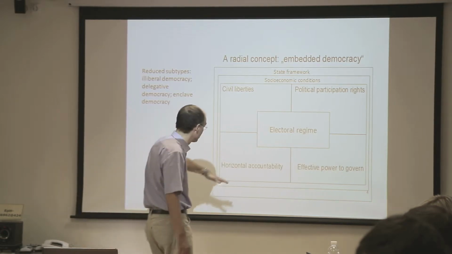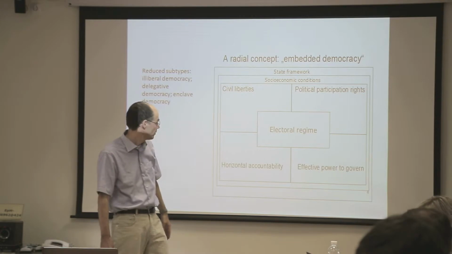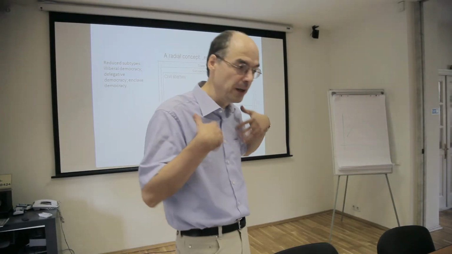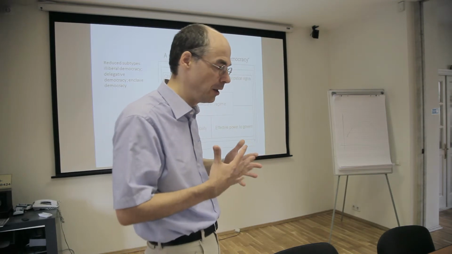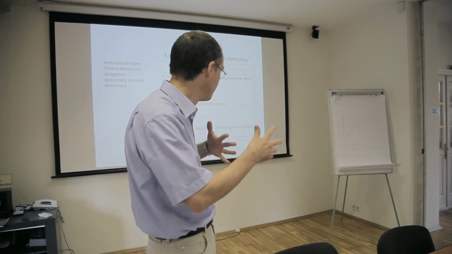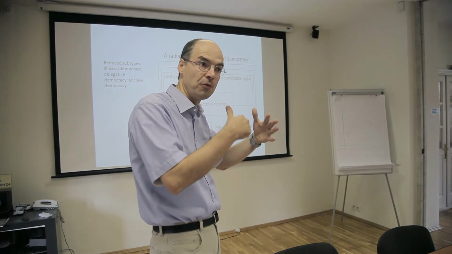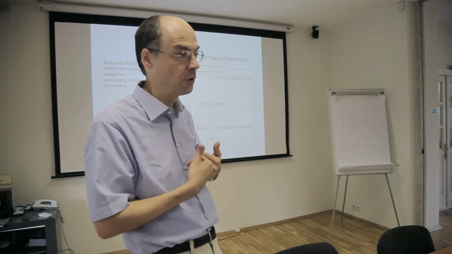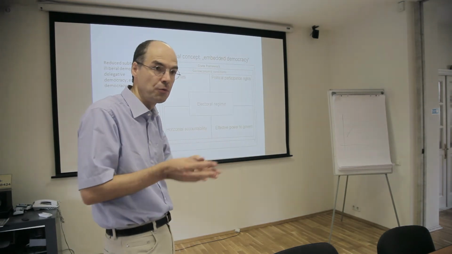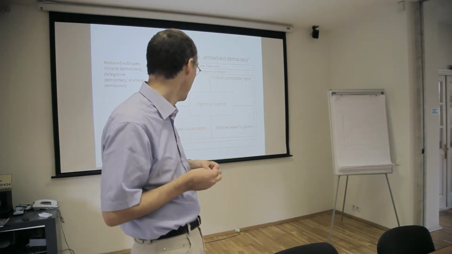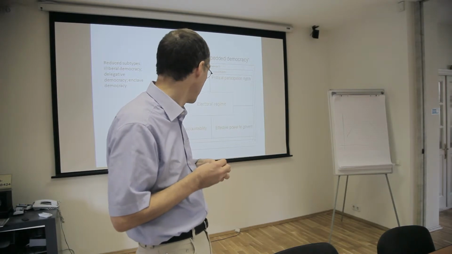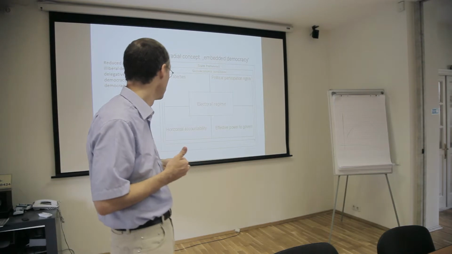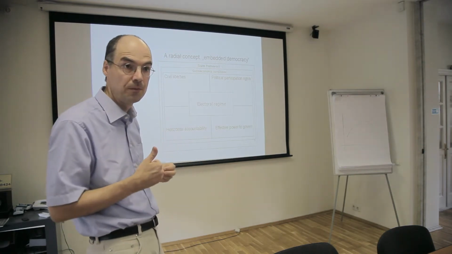There is horizontal accountability. That means, as I said, that elected governments are subject to different forms of accountability to the parliament. They have to defend their policy choices and explain their choices to the deputies of parliament, and their policy actions are subject to judicial review, whether they comply with the constitution.